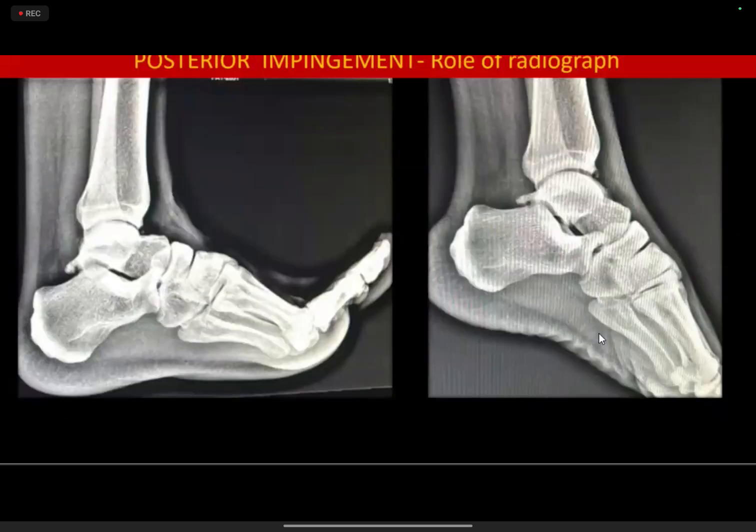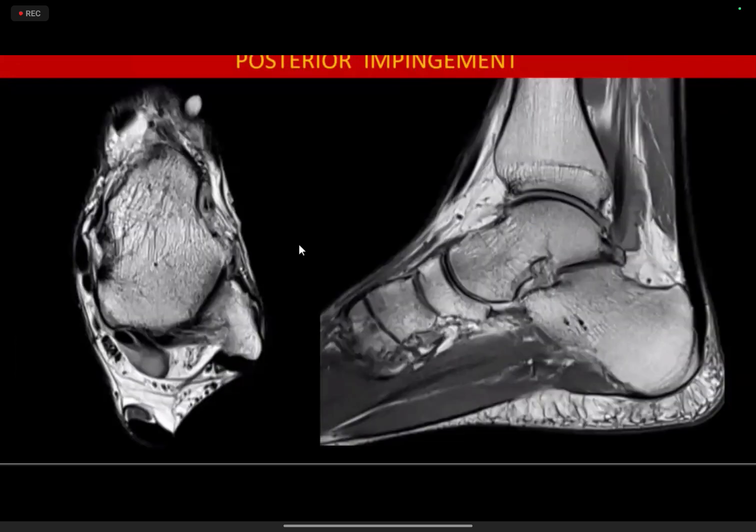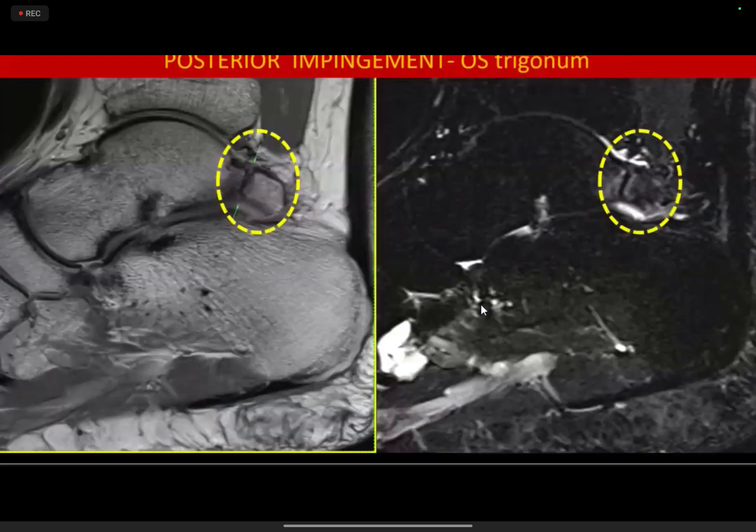Let us talk about the role of radiographs in posterior impingement. Radiographs play a vital role. We can identify abnormal bony structures which can cause posterior impingement. For example, in this case, we can see an elongated posterior Stieda process. MRI beautifully depicts tenosynovitis, right? So what we are seeing is the flexor hallucis longus here with tenosynovitis, and there is a prominent Stieda process, and because of the persistent impingement here, there might be resultant tenosynovitis.